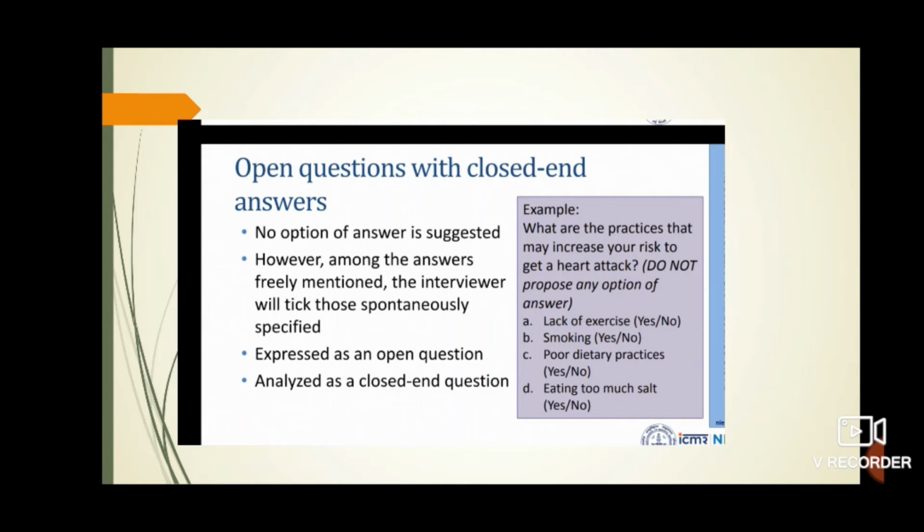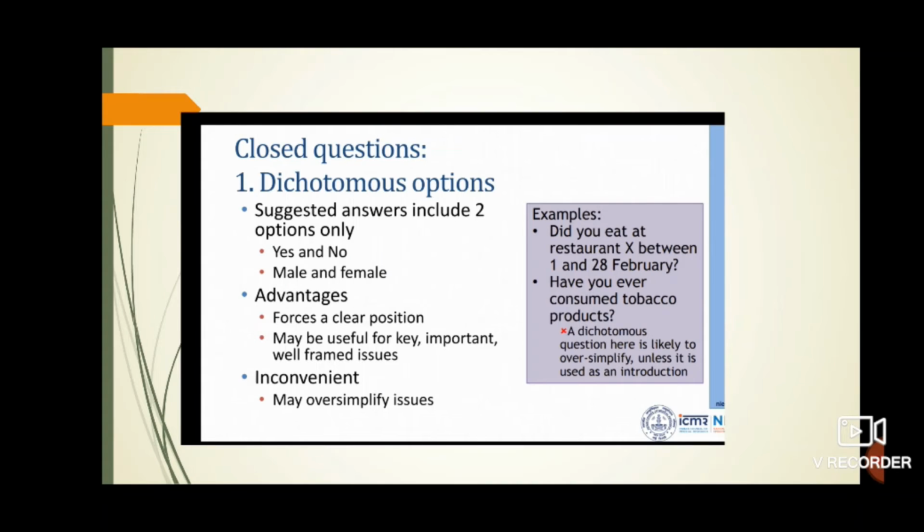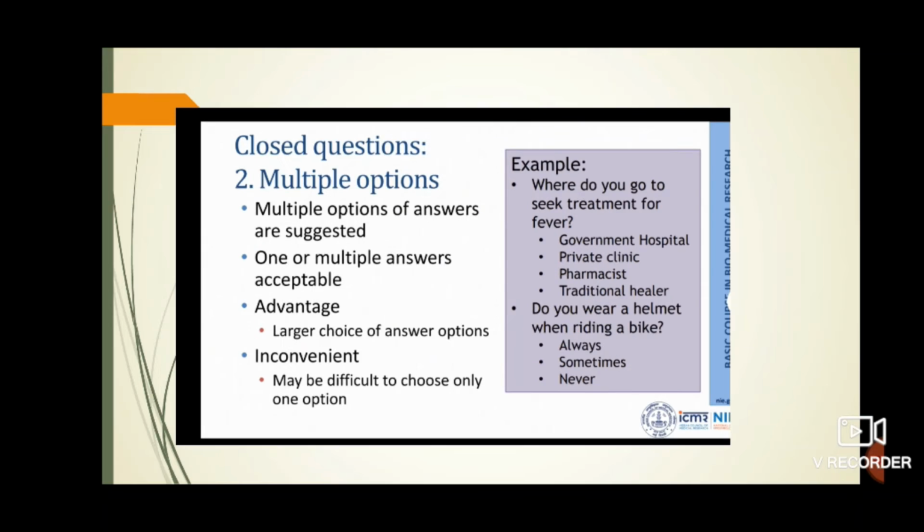Open questions with closed ends means that no option of answer is suggested, but you have yes or no options among the options. However, among the answers, the interviewer will have to tick those spontaneously specified, and it is asked as an open question but analyzed as a closed question. Dichotomous answers are questions with yes or no answers. Its advantage is that it forces a clear option, and it is inconvenient because it oversimplifies an issue.